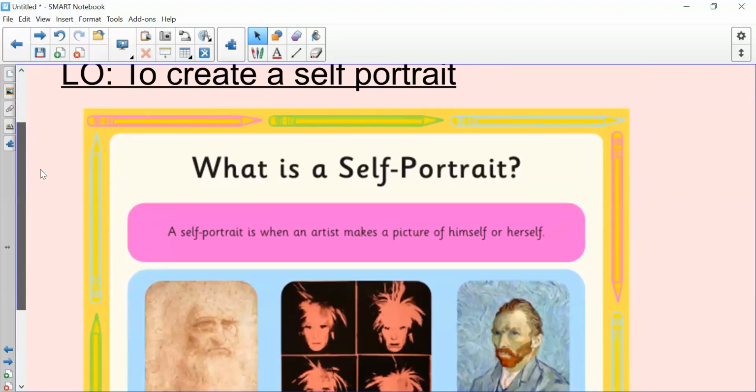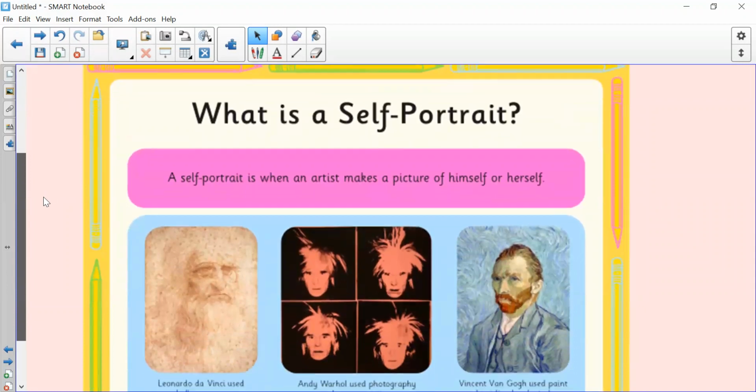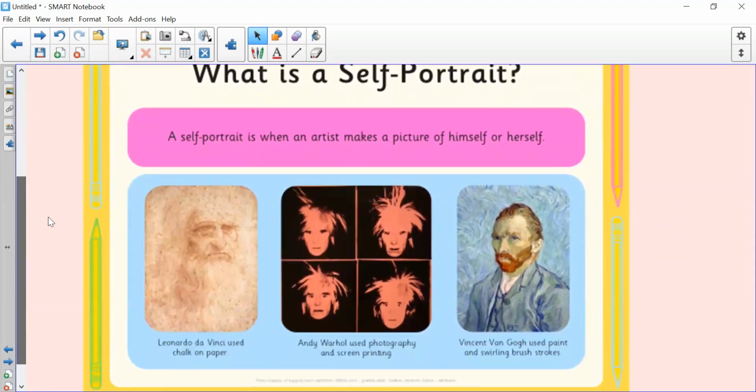Okay, so a self-portrait is what you'll be doing today. A self-portrait is when an artist makes a picture of himself or herself. So here's Leonardo da Vinci, and he used chalk on paper to draw himself. Here's Andy Warhol, and he used photography and screen printing to create a portrait of himself. And here's Vincent van Gogh. He used paint and swirling brush strokes.